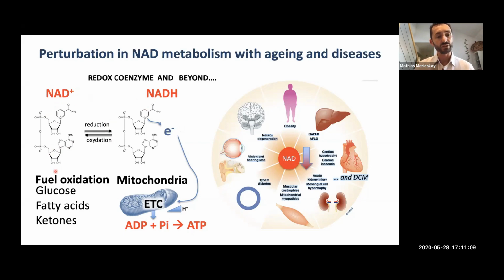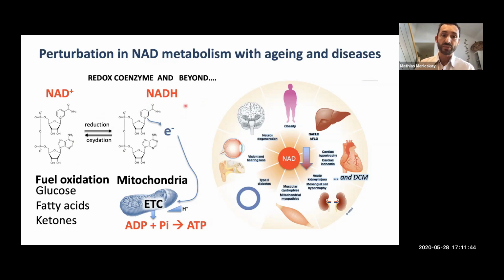And upon oxidation of these energy substrates, NAD+ gets reduced, and then it's the major electron donor, notably in the mitochondria, to complex one of the electron transport chain, allowing the building of the proton gradient and the synthesis of ATP by the ATP synthase. So the very core basic mechanism of oxidative phosphorylation relies a lot on this NAD+ to NADH conversion by redox reduction.